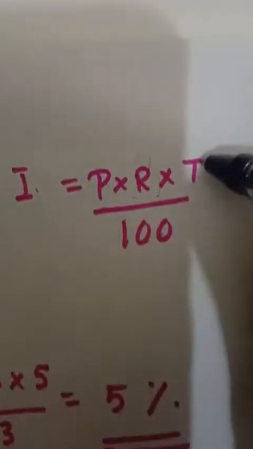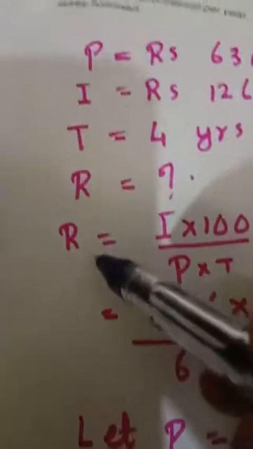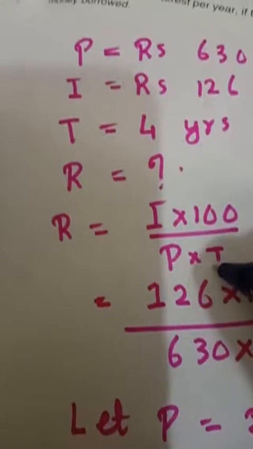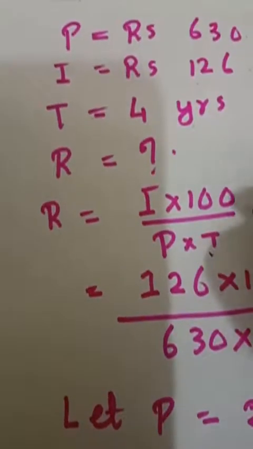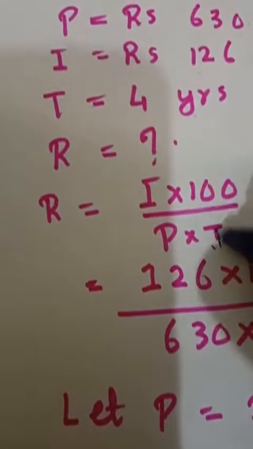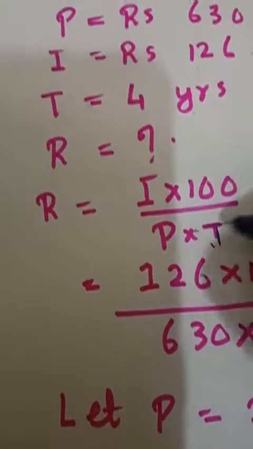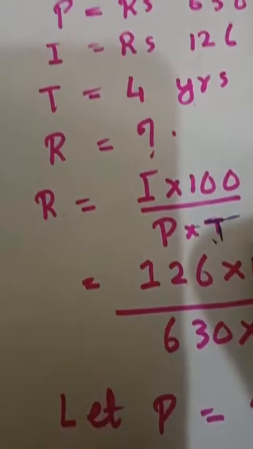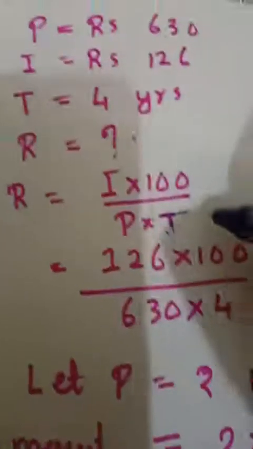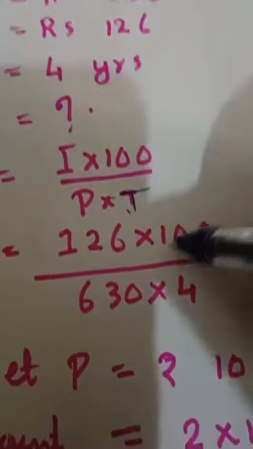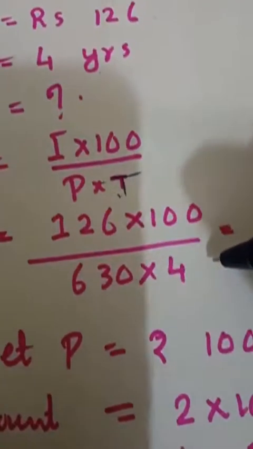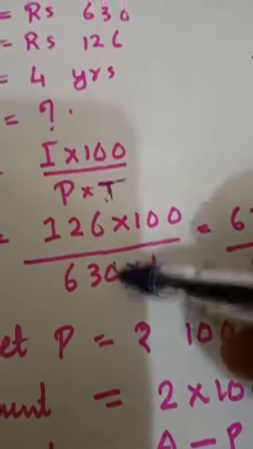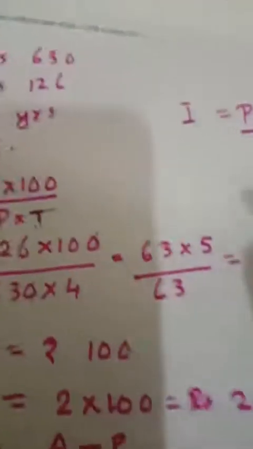So what is R? We want to find R. R is equal to 100 I by PT, or I into 100 by PT. Here I is 126 into 100 by P, 630 into 4. Here 1 0 and this 1 0 get cancelled.